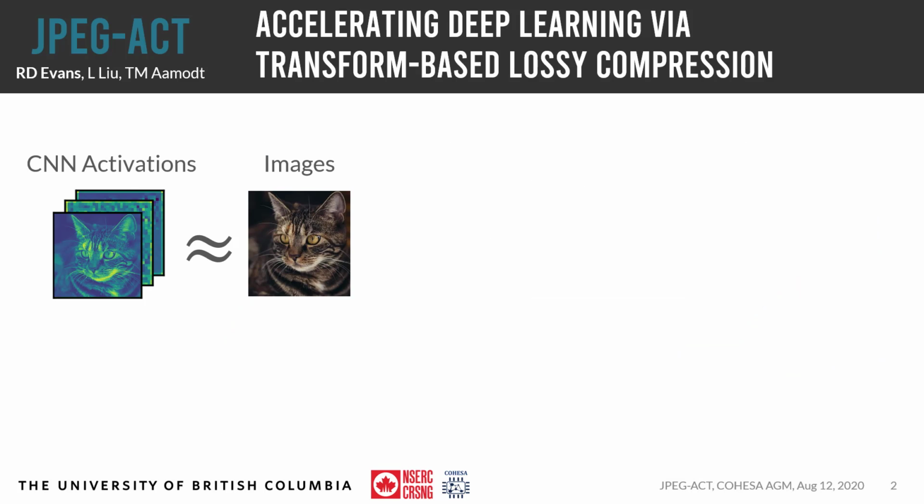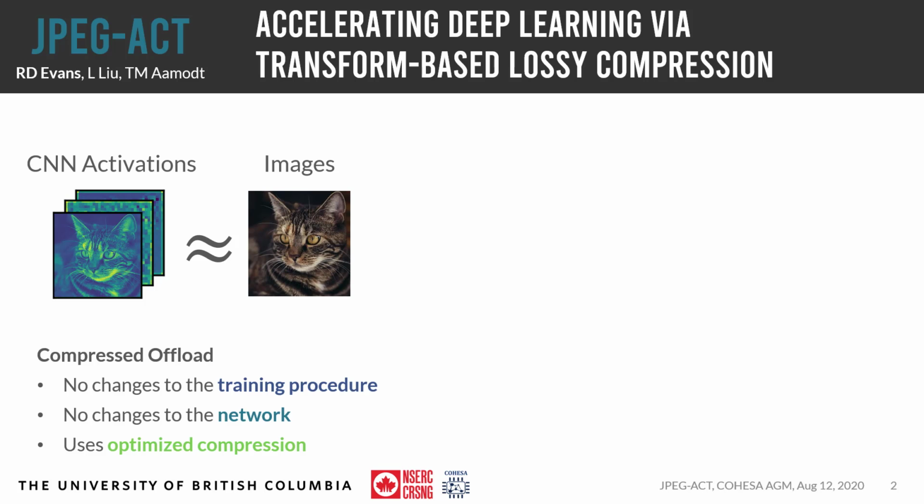In JPEG-ACT, we address the problem of memory during training through the insight that convolutional neural network activations look like images. We can use similar techniques to deal with both of them. We reduce memory consumption by offloading activations using a compressed offload. This has the advantage that we require no changes to the network training procedure and no changes to the network. We use an optimized compression method that involves lossy compression.